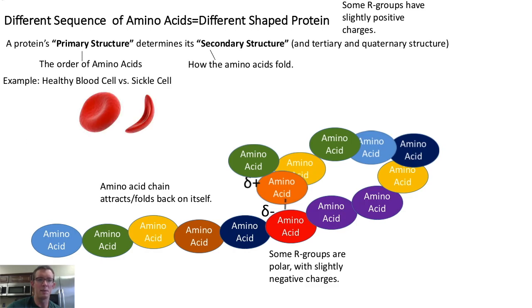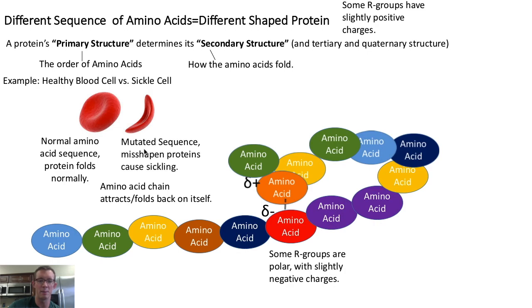And so one way biologists will say this is they'll say that a protein's primary structure, that is the order of its amino acids, will determine its secondary structure, that is how the amino acids fold together. And so to go back to our example of blood cells, in a healthy blood cell, there's a normal amino acid sequence in which the protein folds up normally. However, if someone has sickle cell anemia, their amino acid sequence has been changed as a result of a mutation. And as a result, the proteins fold up in a different way. They're misshapen, and that different shape causes this sickling in the cell.